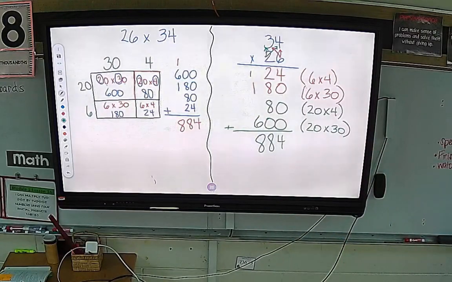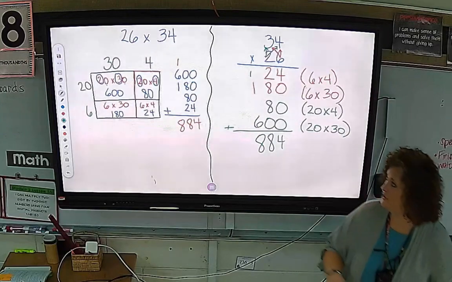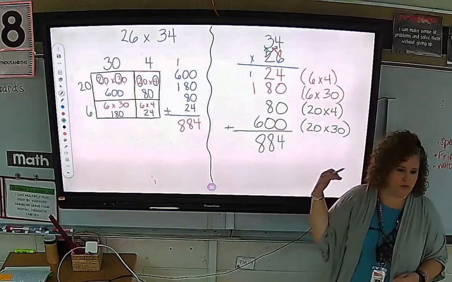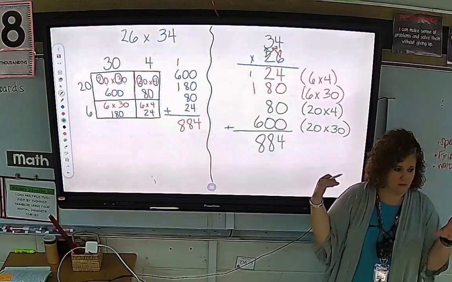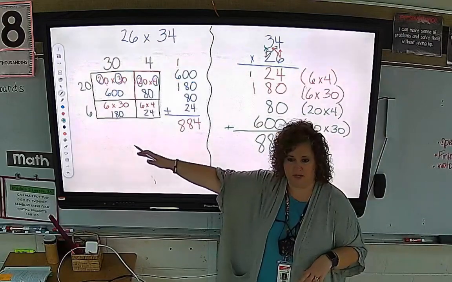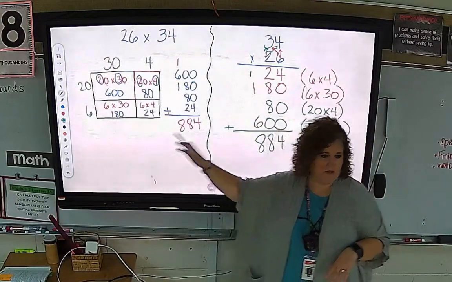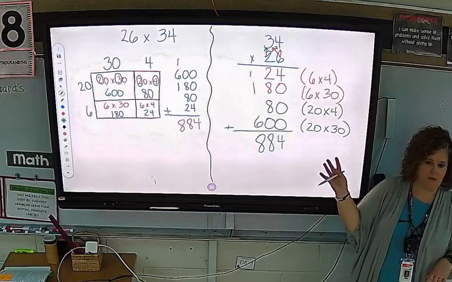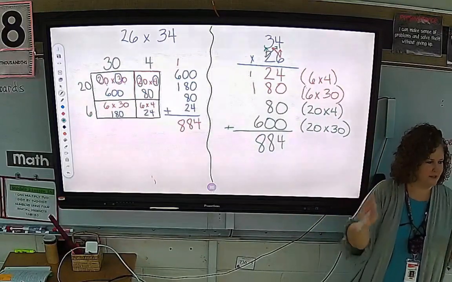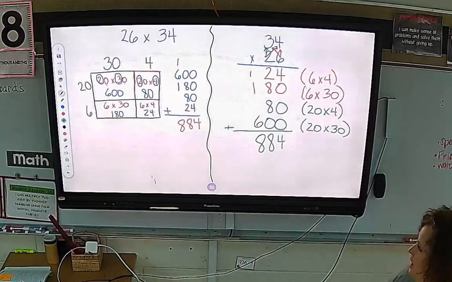Now, if you had to pick right now, and I know we're just starting some of this, would you rather do area model or would you rather do partial product with no rectangle? If you like this way better, raise your hand. I just like to see. It's always interesting to me to see who likes what.